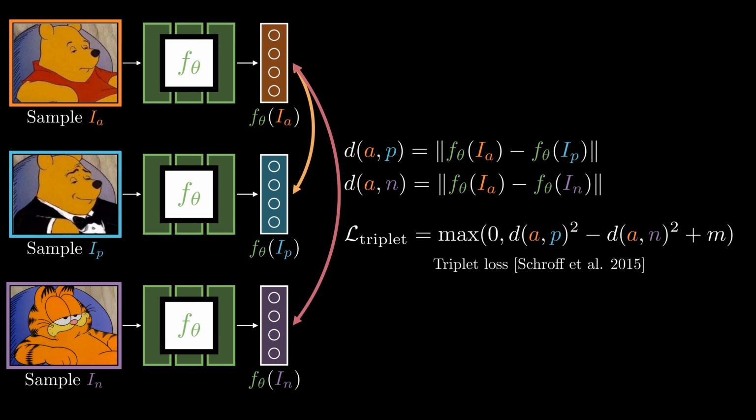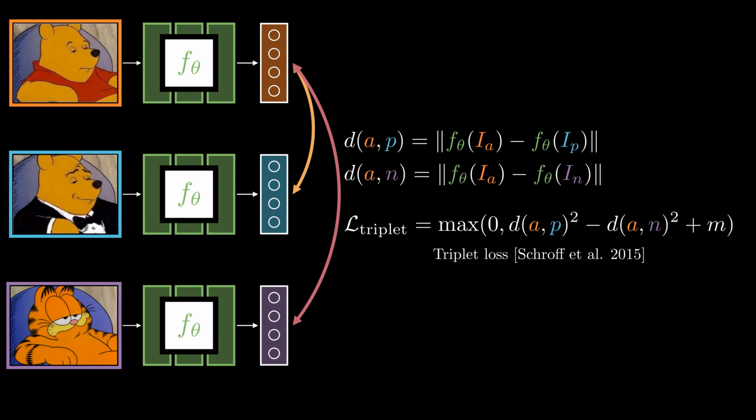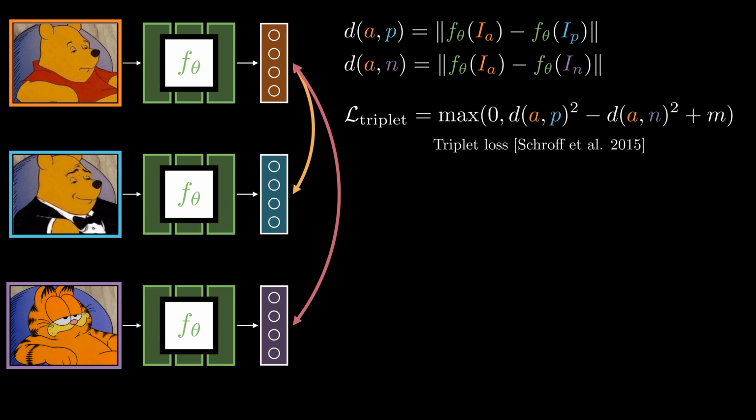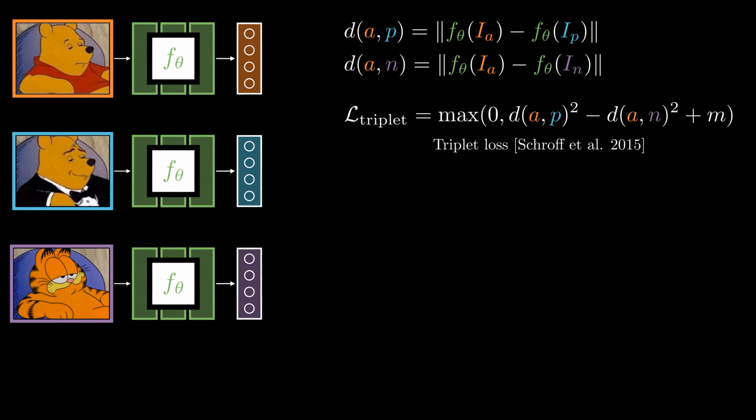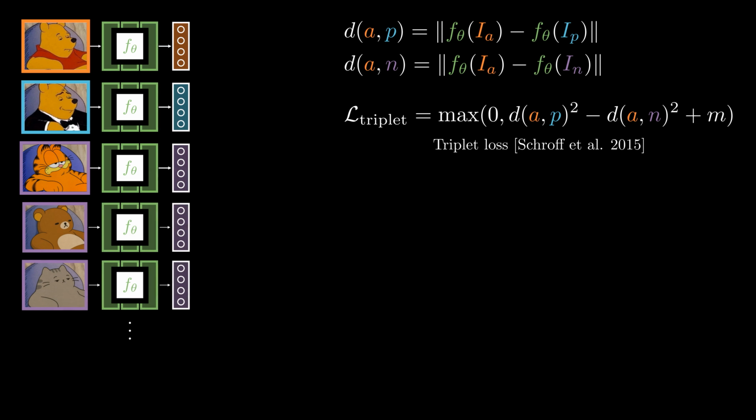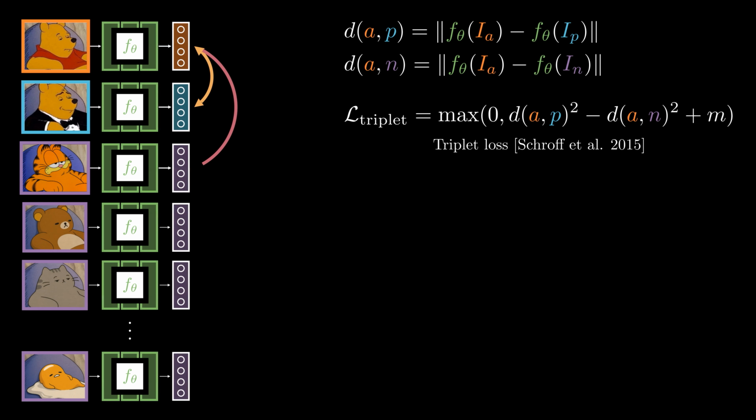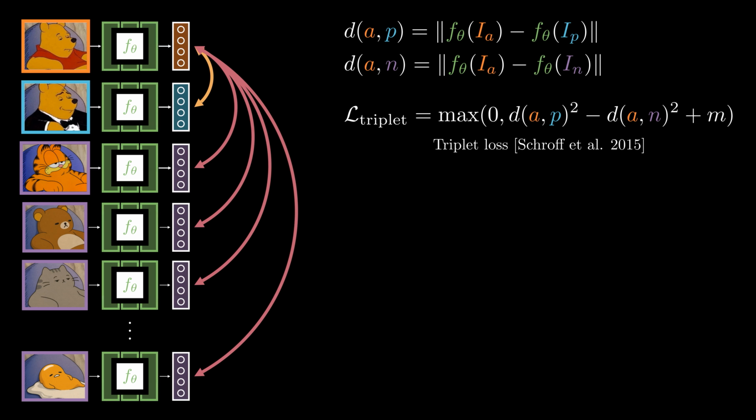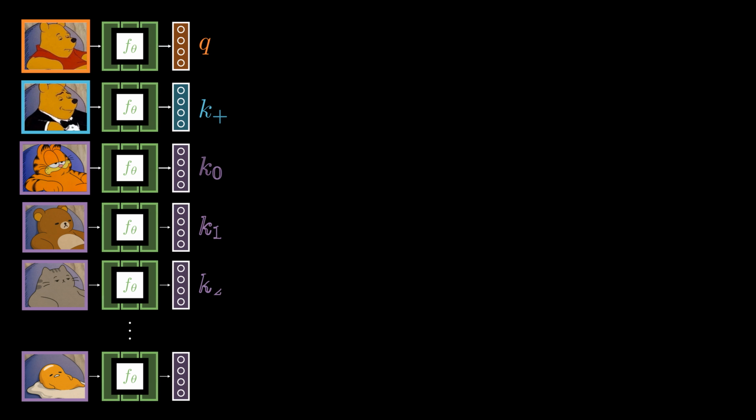A single negative is a weak signal. If this negative is already obviously different, the model learns almost nothing from it. So we compare against many negatives at once. From here, we rename the anchor to the query and the positive to K+. We formulate a loss as a classification problem.